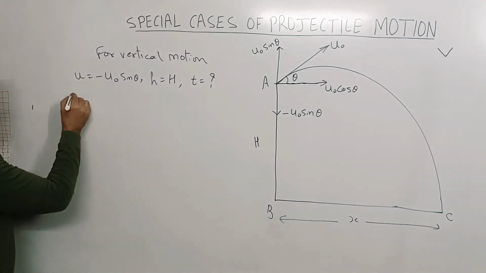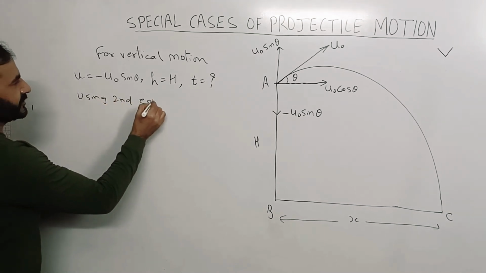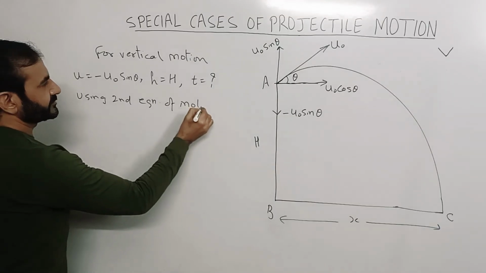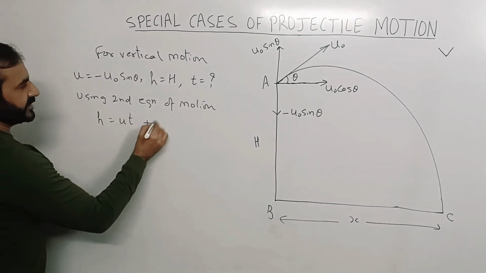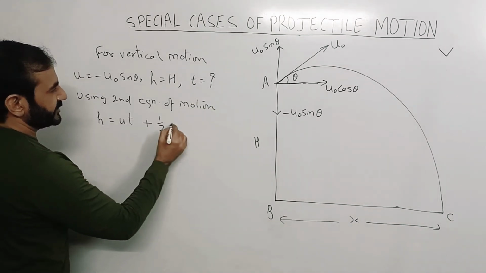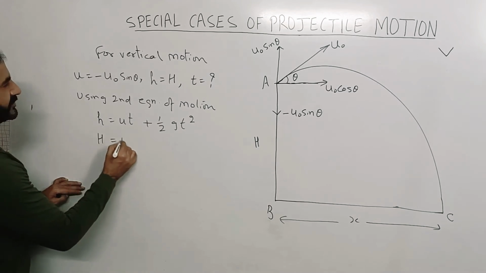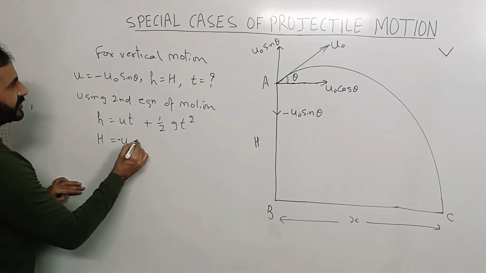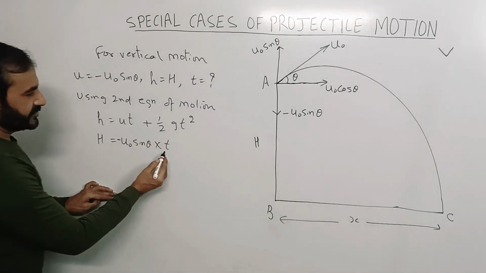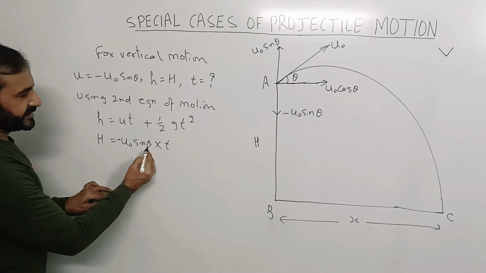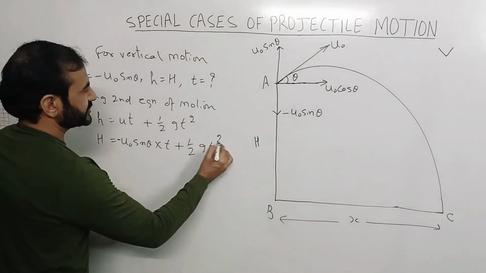Again using second equation of motion. H equal to ut plus, downward motion we are taking, that's why plus half gt square. What is h? Capital H, u is minus u naught sin theta into t. T is not part of theta. Sin theta is separate from t, plus half gt square.